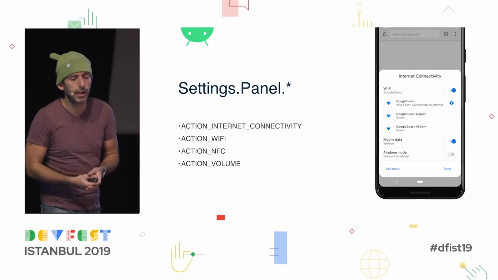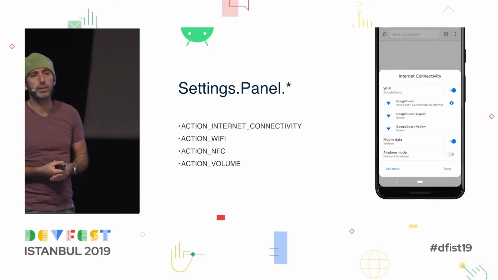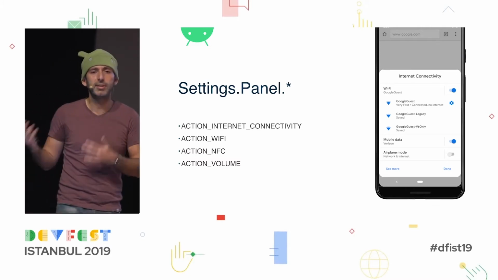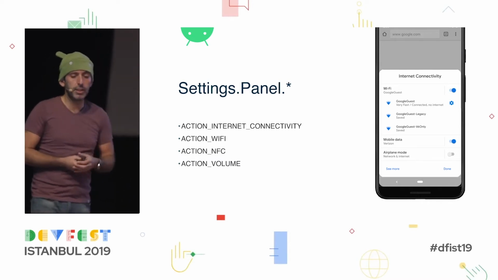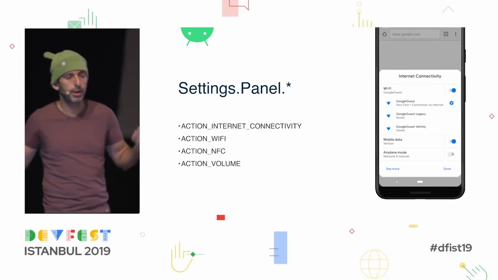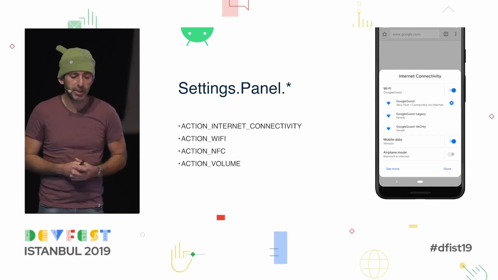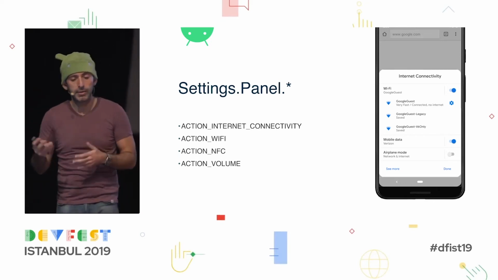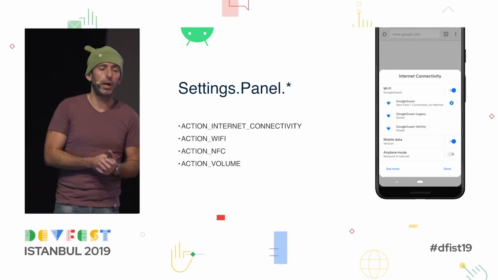And we heard you, and we introduced Settings Panel with Android 10. With Settings Panel, we have different options for it, but basically you can turn on a system feature without leaving your app. There are a few examples here. Action Internet connectivity gives you all Wi-Fi, mobile data, and other connectivity settings. Action Wi-Fi will only display the Wi-Fi settings, and NFC will show NFC-related settings. Action Volume will show all the stream volume settings for the system.